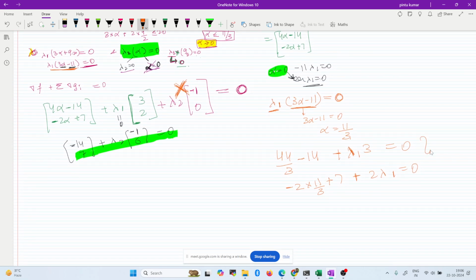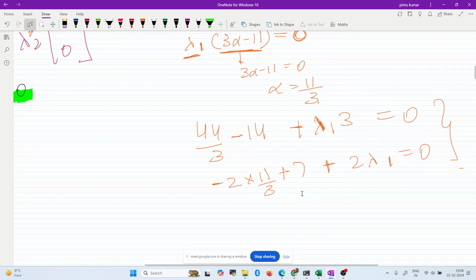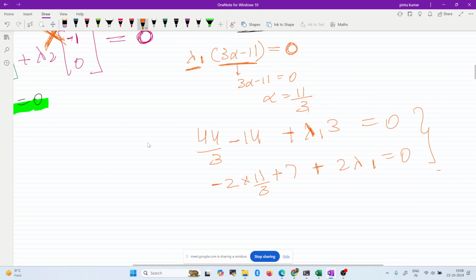Let's say this is a set of possible feasible solutions. So this would mean 44 by 3 minus 14, which is 42 by 3, gives 2 by 3 plus lambda 1 times 3 is equal to 0. Or lambda 1 is minus 2 by 3, so this would be minus 2 by 9.